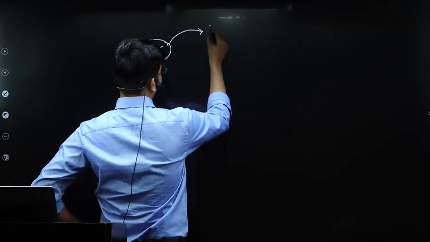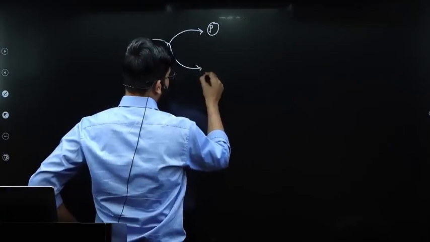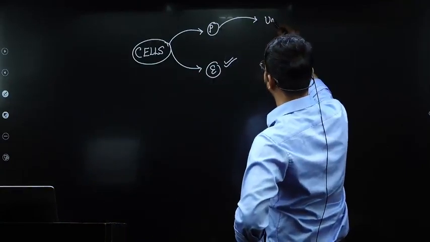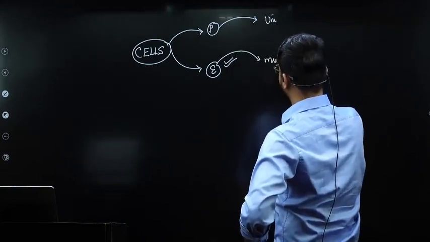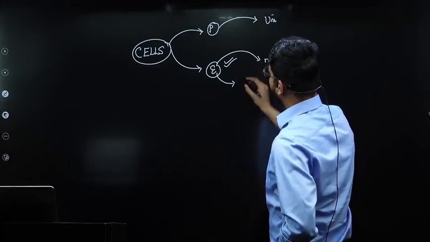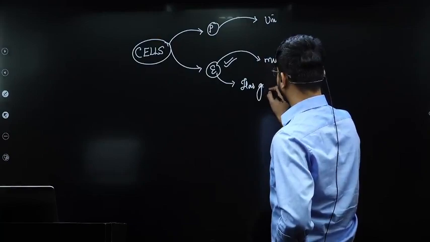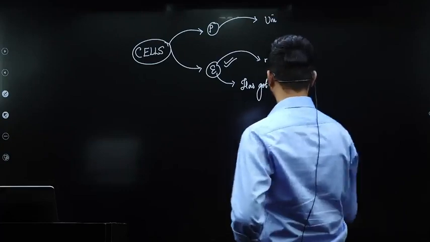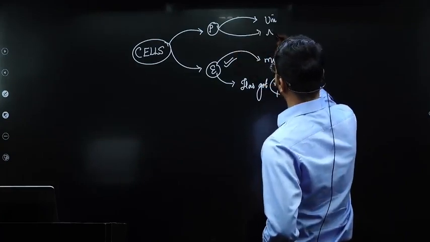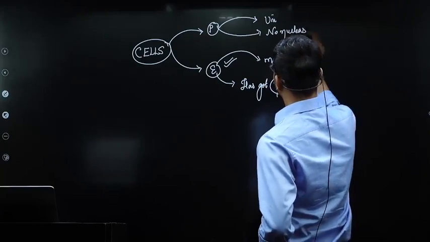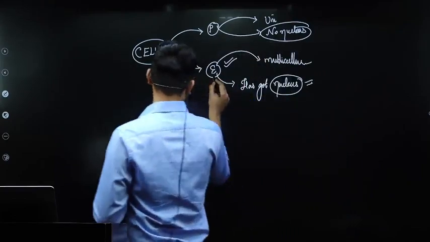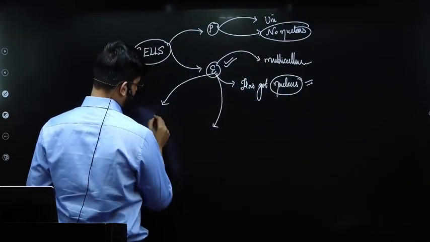Within the cells you have two types, that is prokaryotic and eukaryotic. Eukaryotic cells are more evolved cells. Okay, prokaryotic is found in unicellular organisms. Eukaryotic is found in multicellular organisms. I'm just recalling what we have done yesterday. Eukaryotic has got a nucleus, and there is no nucleus in the prokaryotic cell.